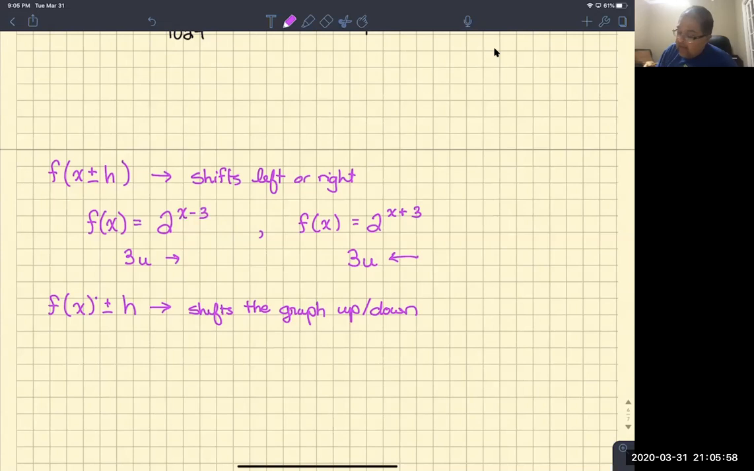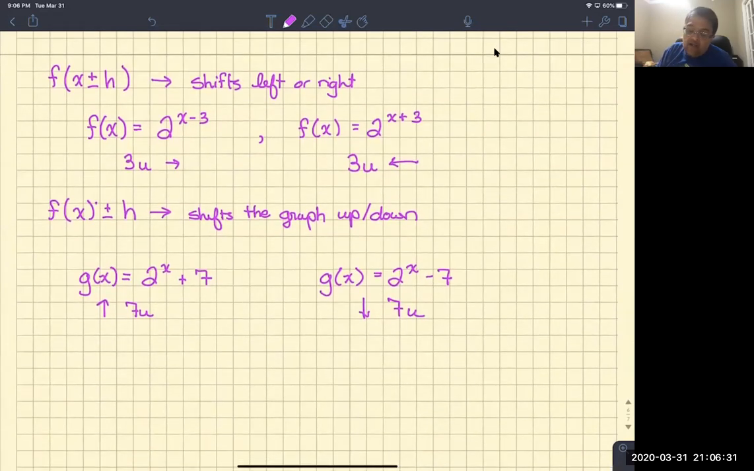Now, when I add a number to the outside, so for example, if I have 2 to the x plus 7, this is going to shift it up 7 units on the y-axis. And if you subtract from the outside, it's going to shift it down 7 units. Now, the key thing to remember is this. Since all exponential functions have a horizontal asymptote, whenever you shift the graph up or down, you also shift the horizontal asymptote.